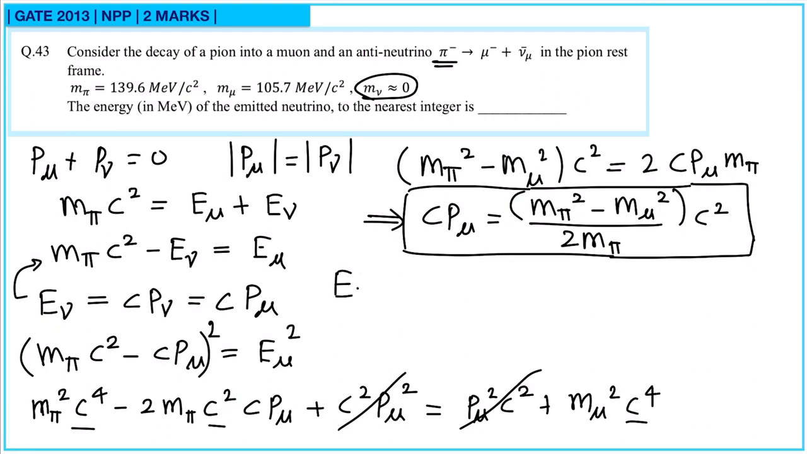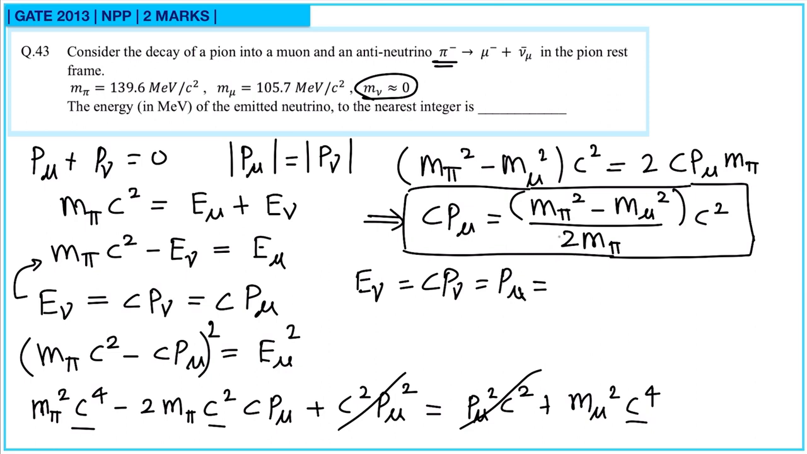Now, the energy of the neutrino is asked, and this is c into p mu, but c into p mu is equal to c into p neutrino as well, right? So this will be E nu only. So you can use this equation directly.